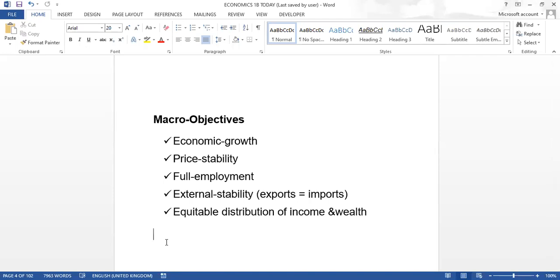Right, so with the macroeconomic objectives, these are the objectives that we look at if you want to assess whether an economy is performing very well or whether an economy is underperforming. I'm just going to give a brief highlight on each objective, then get into the first objective and look at some of the important aspects surrounding it. We have 5 main objectives, which include economic growth, price stability, full employment, as well as external stability and equitable distribution of income and wealth.